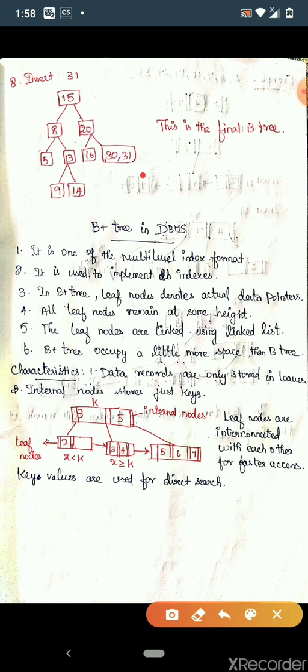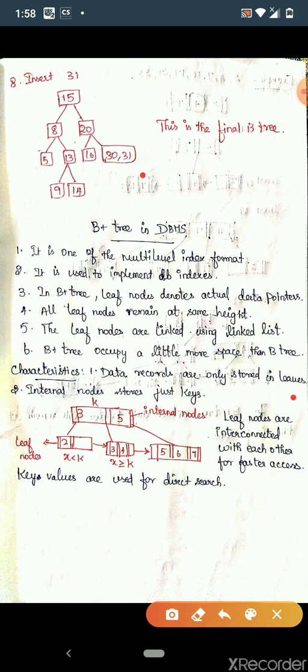What is B plus tree? A B plus tree is a balanced binary search tree that follows a multi-level index format. It is one of the multi-level index formats. The leaf nodes of a B plus tree denote actual data pointers. It ensures that all leaf nodes remain at the same height, that is balanced. Leaf nodes are linked using a linked list. B plus tree can support random access as well as sequential access.